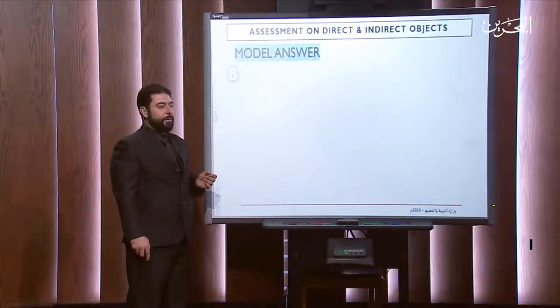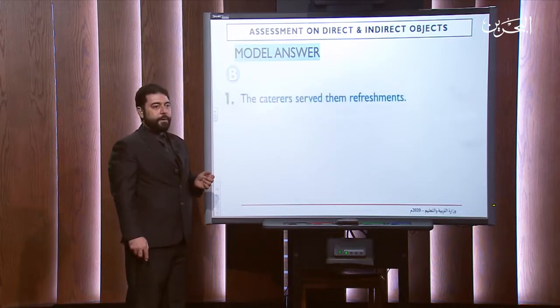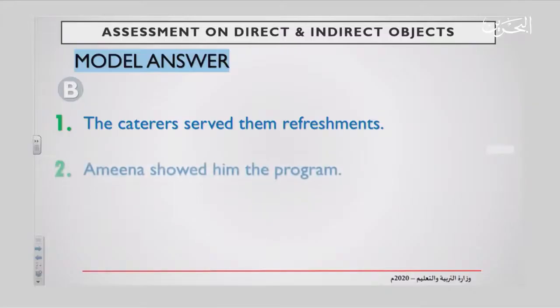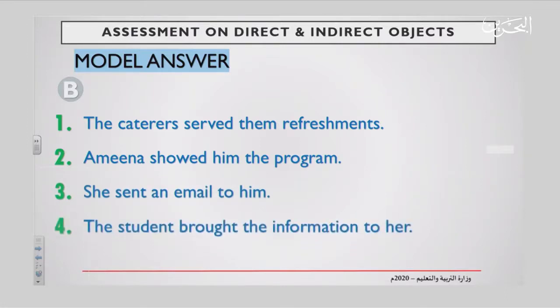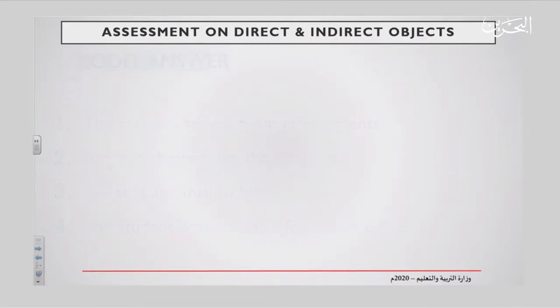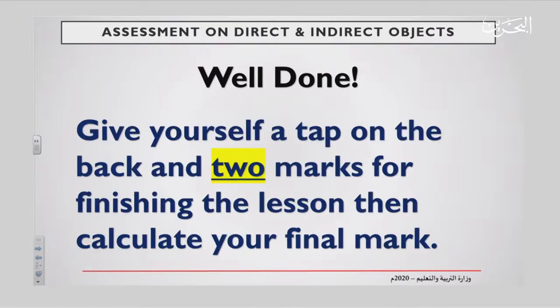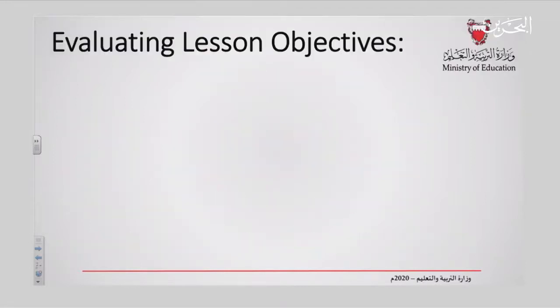Now, let's check the model answer. Number 1, the caterers served them refreshments. Number 2, Amina showed him the program. Number 3, she sent an email to him. Number 4, the student brought the information to her. Well done. Give yourself a tap on the back and 2 marks for finishing the lesson, then calculate your mark.